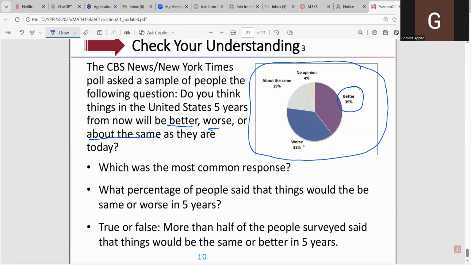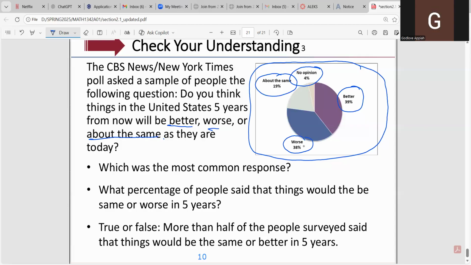And then 4% did not respond to the survey. About 19% said things are going to be about the same. And then about 38% responded that things are going to be worse. So now we want to use this pie chart to answer the questions that follow.